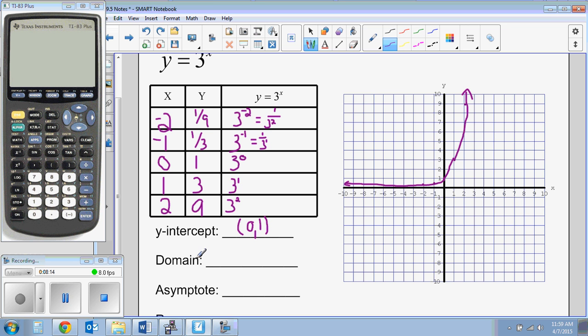Our domain, this graph is going to keep moving to the left, and it's going to keep moving to the right, but it's kind of just going up. But because it keeps moving to the left and right, our domain is all real numbers, so it's going to hit every x value.